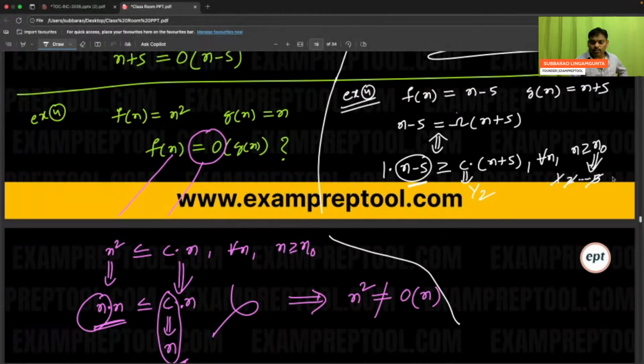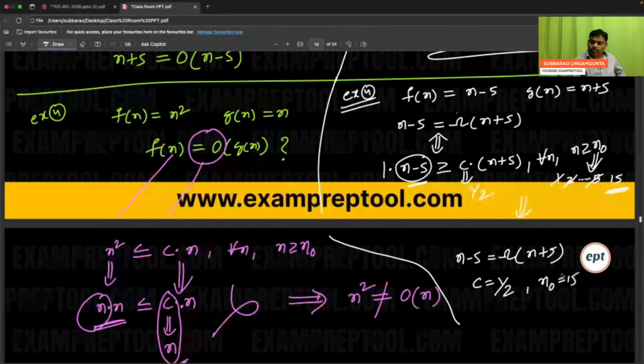Let's go to almost like 15. The left is going to be 15 minus 5, which is 10. The right is going to be 15 plus 5, which is 20, and 20 by 2 is 10. I think 15 onwards is working. So I can give the conclusion: f of n, n minus 5, is omega of g of n, n plus 5, for c value 1 by 2 and n0 value 15.